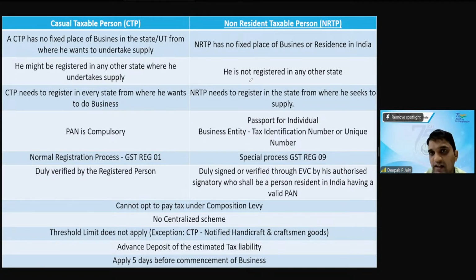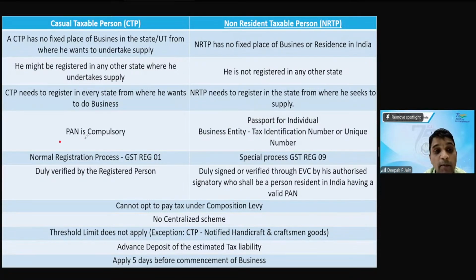And an NRTP is not registered in any other state at all. A CTP needs to register in every state from where he wants to do business. He will do a registration in every state from where he wants to do business. Similarly, an NRTP will have to do registration in that state from where he seeks to supply.